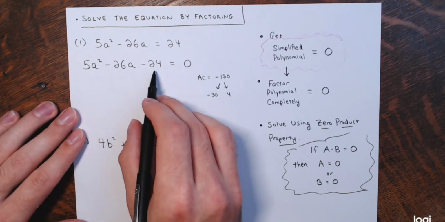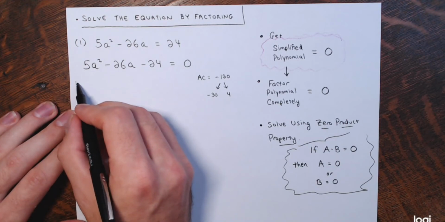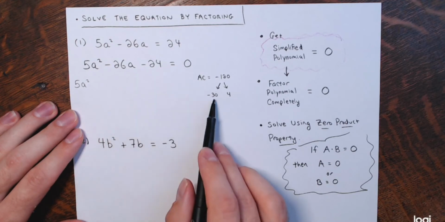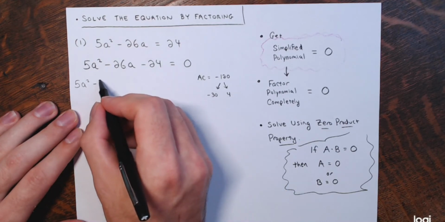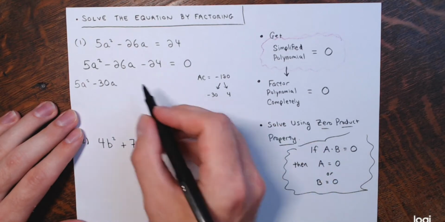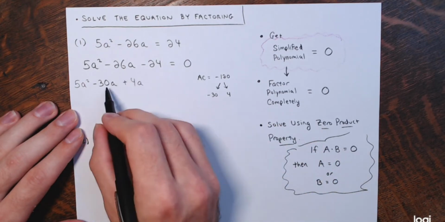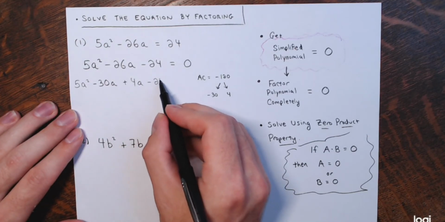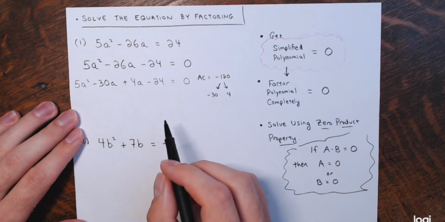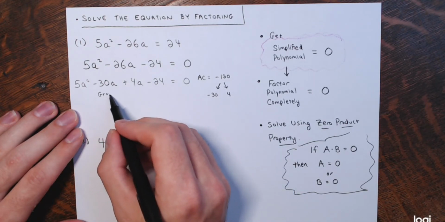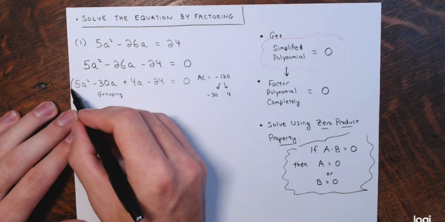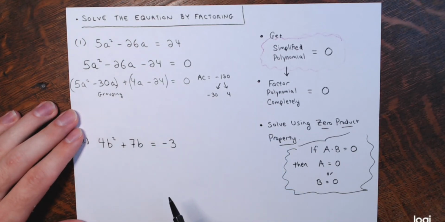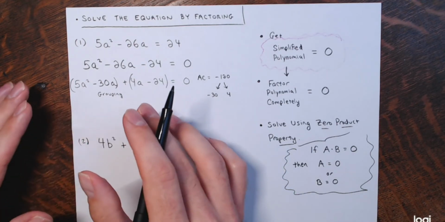All right, then to factor this by grouping, I'm going to rewrite it as 5a squared, and then rewrite the middle term using these two numbers as minus 30a plus 4a. Isn't that the same as negative 26a? And then minus 24, and I still have equals 0 here. And then we factor by grouping. I put the first 2 terms in a group, plus put the second 2 terms in a group. And we factor each group and then factor the whole thing.